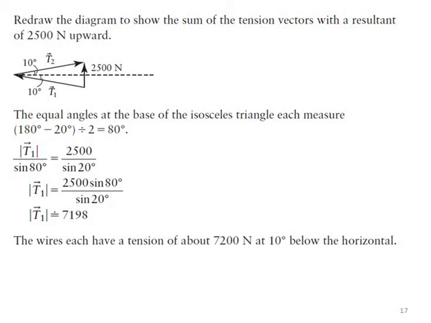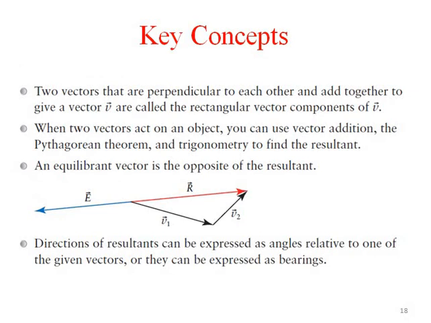So we use the sine law. T1 divided by sine 80 equals 2500 divided by sine 20. So T1, which equals T2, can be calculated, and it's going to be around 7200 Newton at 10 degrees below the horizontal. So to wrap up, we have key concepts here.